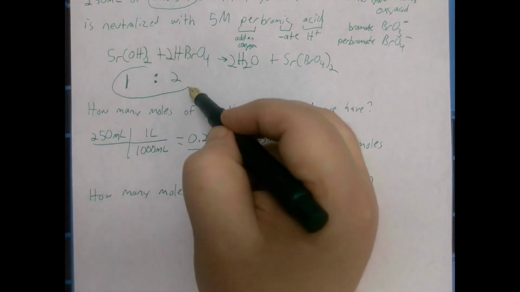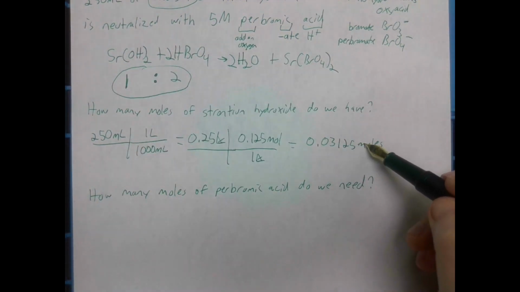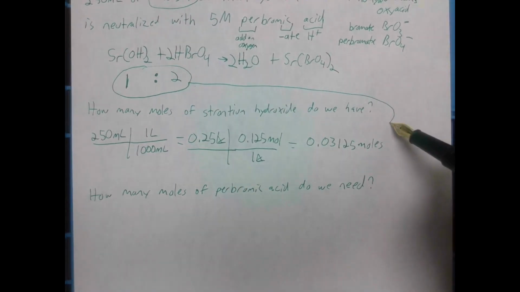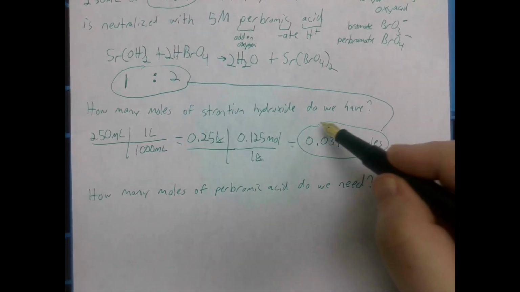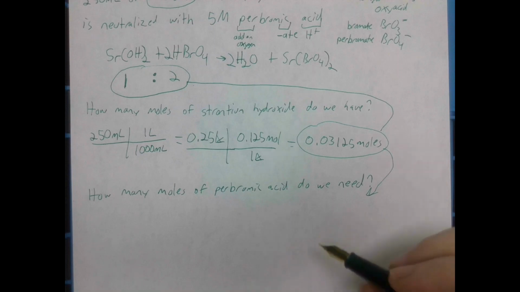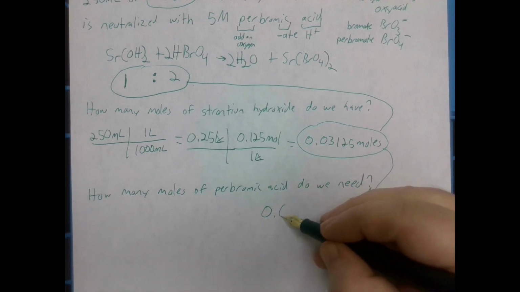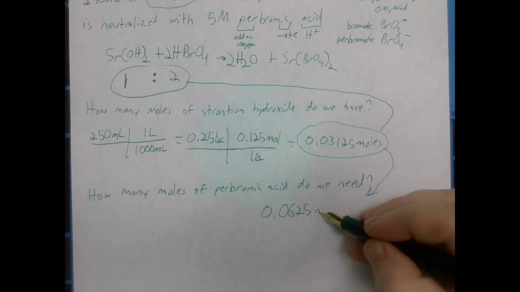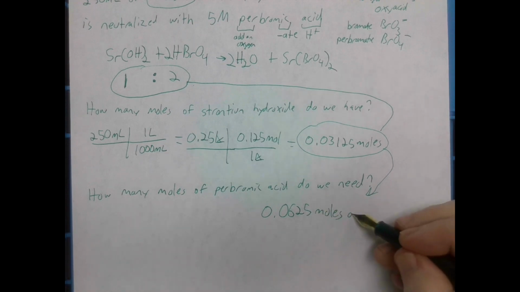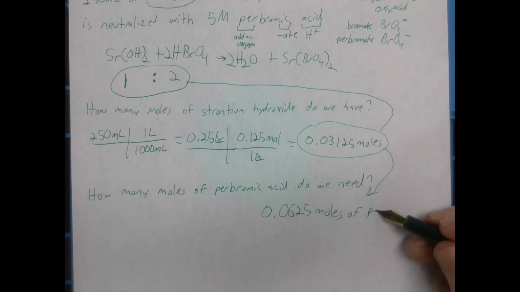Yes, so it's a 1 to 2. We've got to multiply this by 2 to give us 0.0625 moles of perbromic acid.